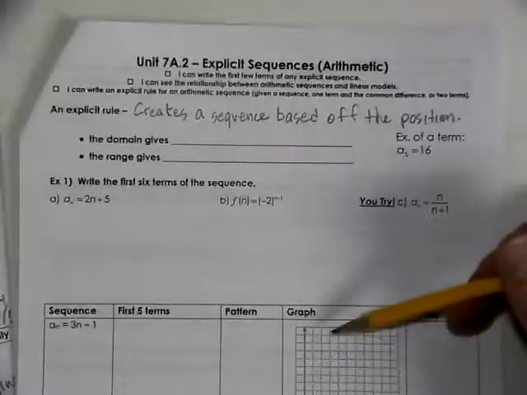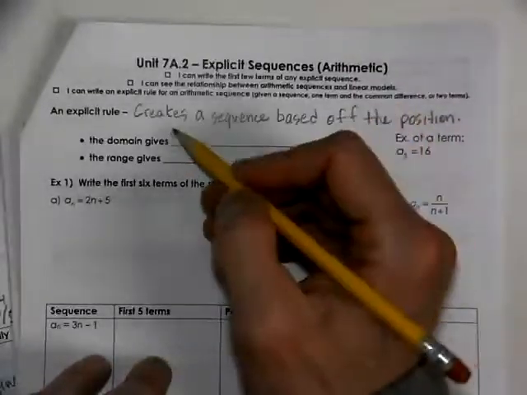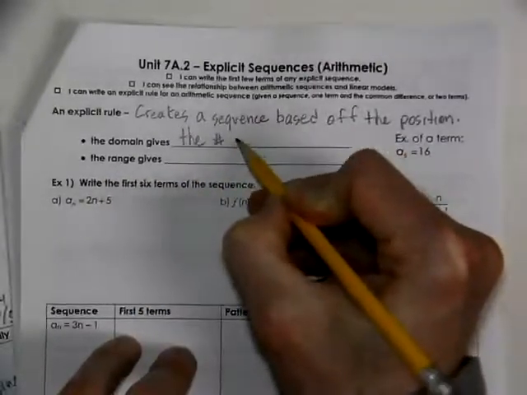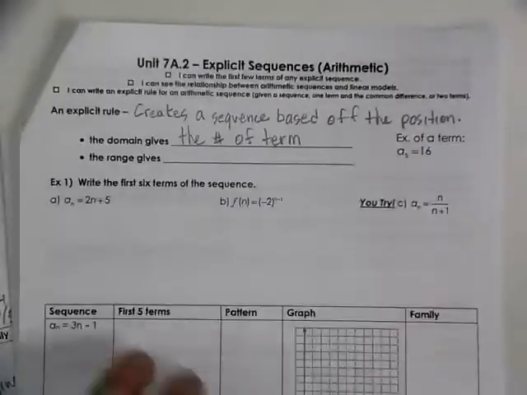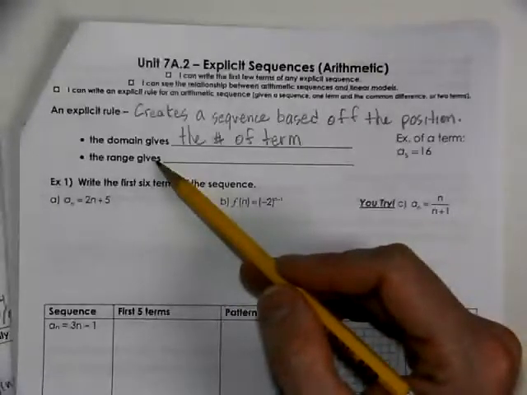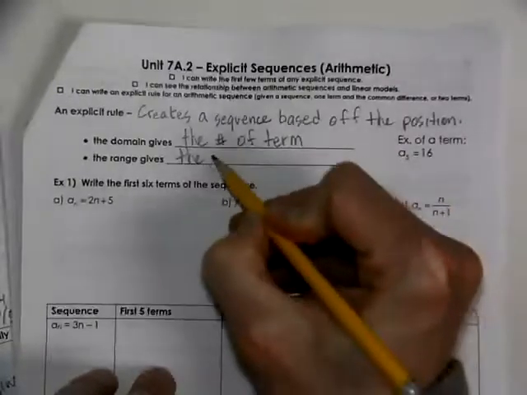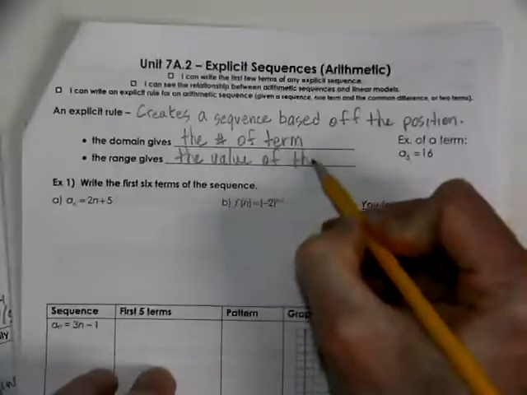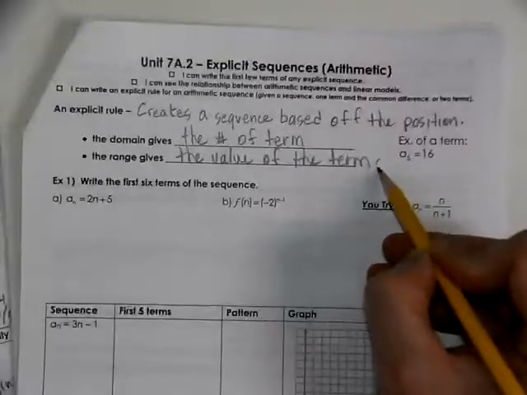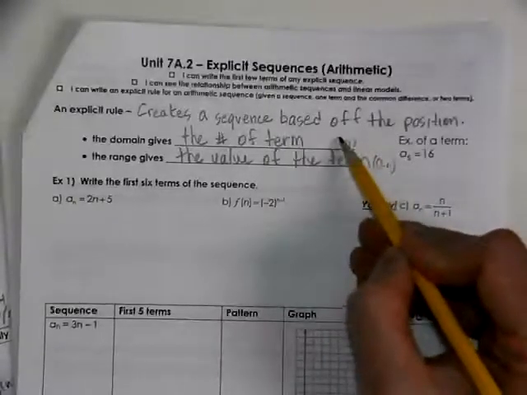We can think about this as a graph also. So with the graph, we have domains and ranges. The domain is the position value, or we can also call it the number of terms. The range is the actual results that we get, so the value of the term. This would be our y value, also known as a of n. This would be your x value, also known as your n.